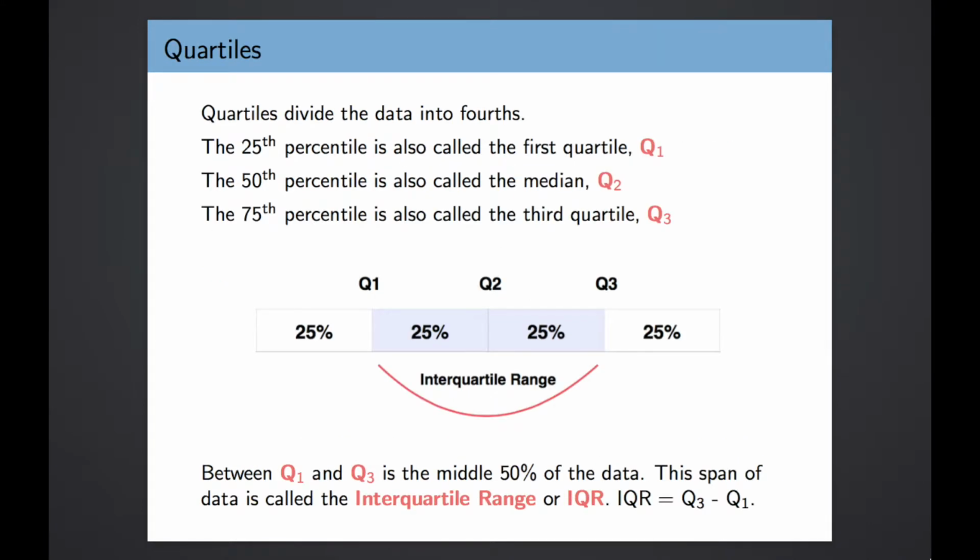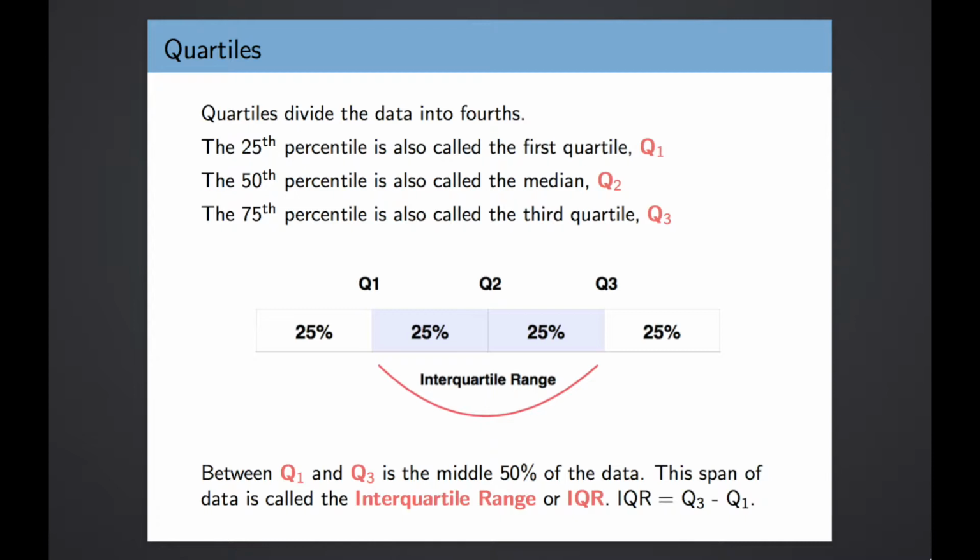When we split our data into fourths, the dividing line between each of those fourths is called a quartile. So the 25th percentile is called the first quartile. That means that 25% of the data are below that point. Like we already said, the 50th percentile is the median, also called the second quartile. 50% of the data are below that point. And the 75th percentile is the third quartile, Q3, and 75% of the data are below that point.